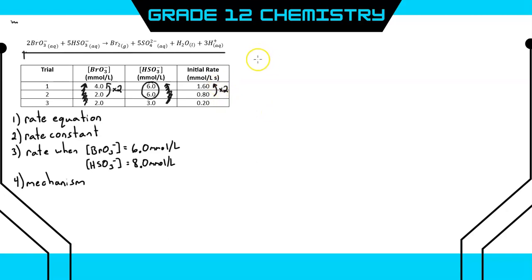Okay, now if this first reactant doubles, notice that the rate also doubles. So you can think of it in terms of this. If your concentration doubles and your rate doubles, what would that exponent be? In this case, 1. So we know our rate is going to be equal to our rate constant, and our first reactant, BrO3 ion, is to the exponent 1.